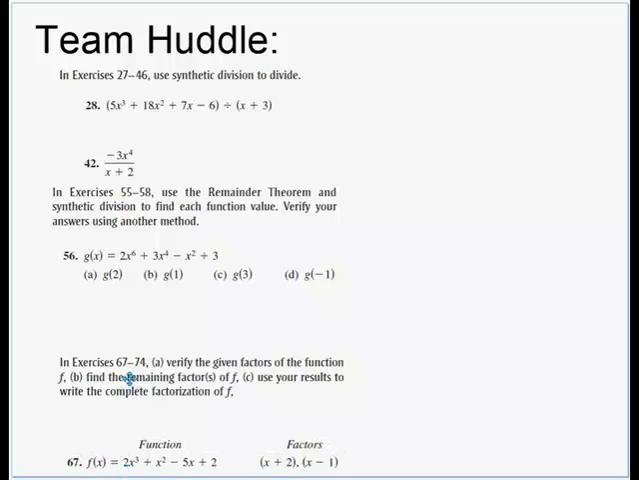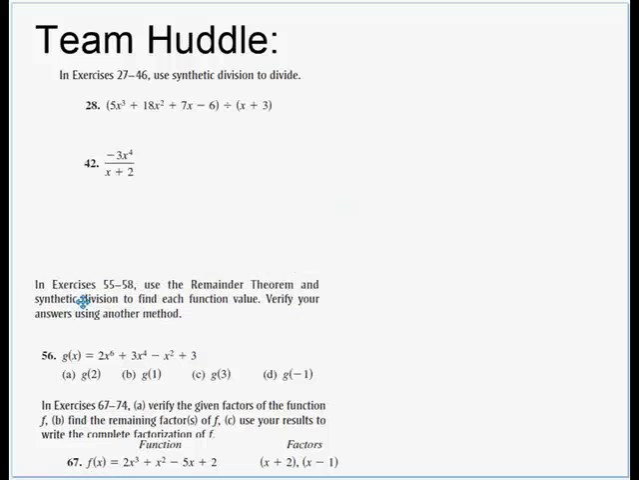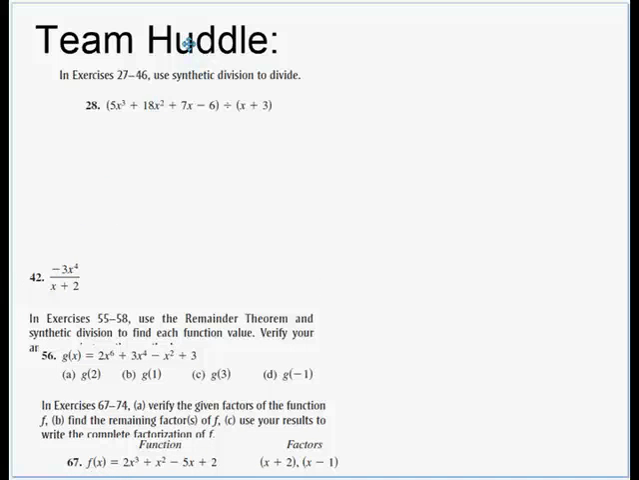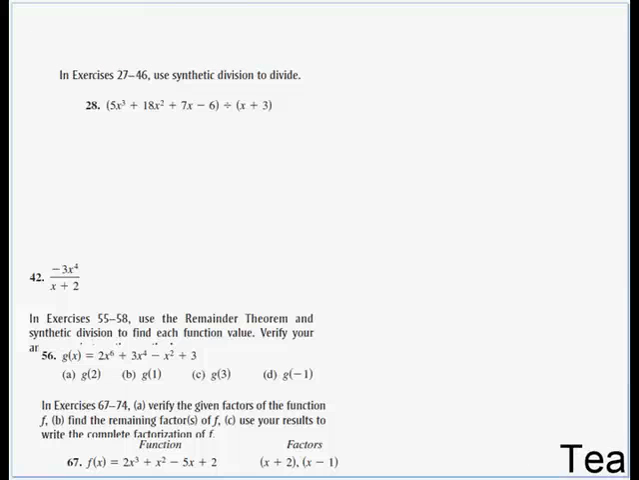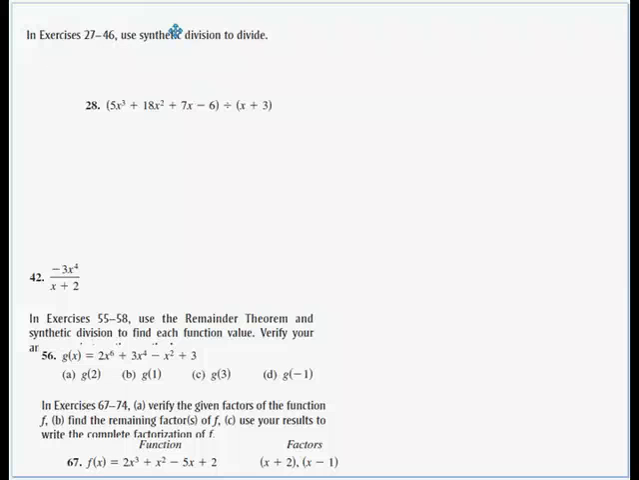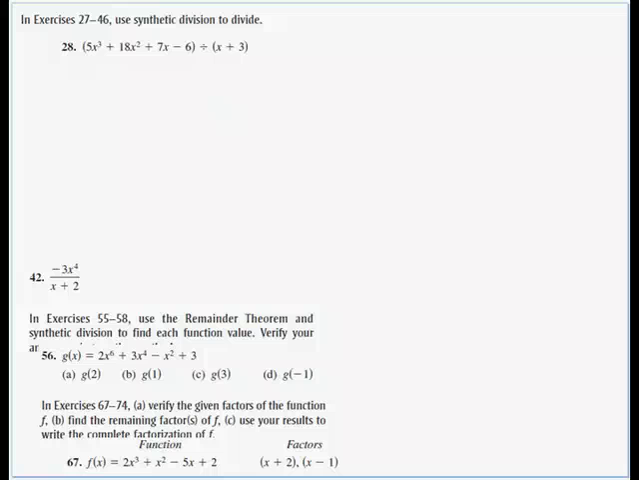Okay, let me move a little bit of this down here until we need it. The first one, nice, pretty simple synthetic division. Let's get all set up here. We're starting with 5x cubed plus 18x squared plus 7x minus 6. So we have no placeholders. All powers of x were accounted for, 3, 2, 1.